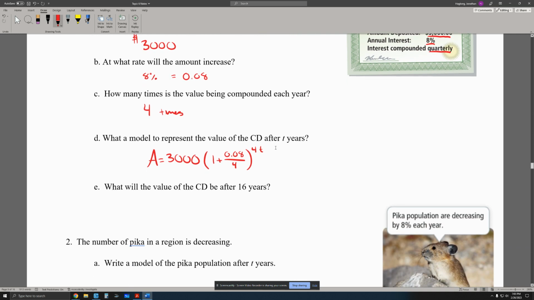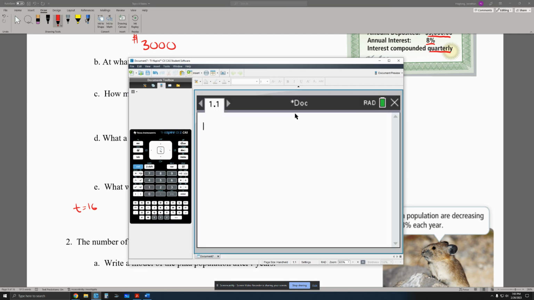So what will the value of the CD be after 16 years? Let's go ahead and evaluate. We have A equals 3,000 times 1 plus 0.08 over 4, to the 4 times 16, so we're plugging in T equals 16. Let's see what this is equal to. I'm going to take out my calculator and start a new calculator here. We're going to do 3,000 times the quantity 1 plus, using control divide to get my fraction bar, 0.08 over 4, and that's all raised to the power 4 times 16.